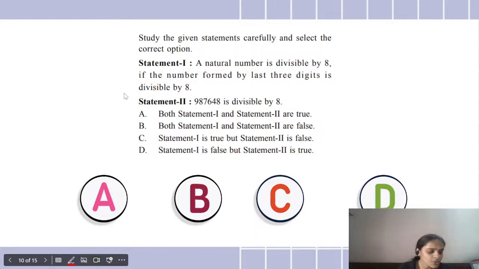All right. Coming to the next question. Study the given statements carefully and select the correct option. Statement 1 says a natural number is divisible by 8 if the number formed by the last three digits is divisible by 8. The second statement says that this number is divisible by 8. Whether both the sentences are correct, both are false, or one is true and one is false, that is what you have to find out.